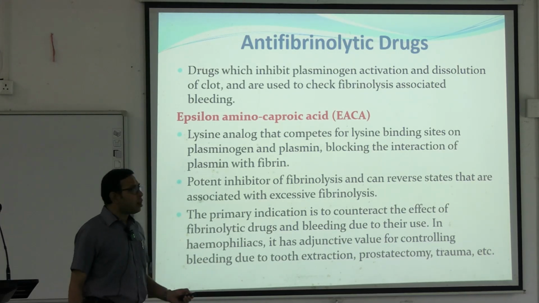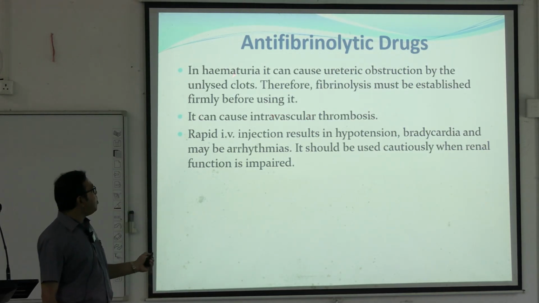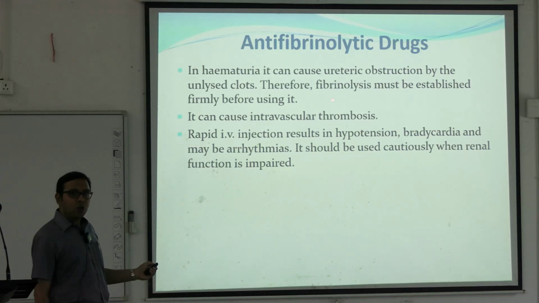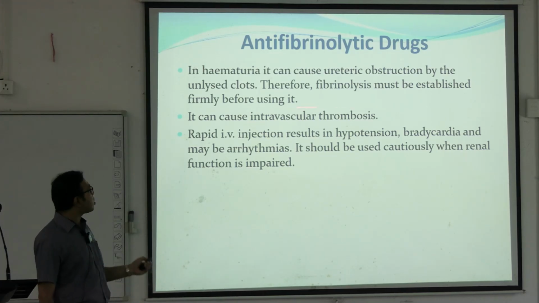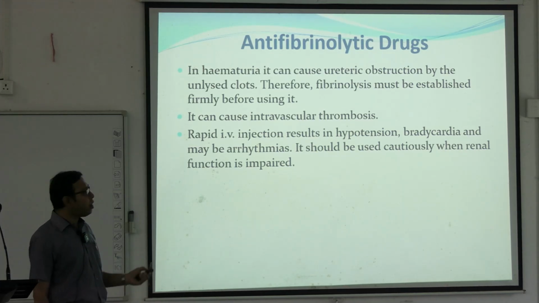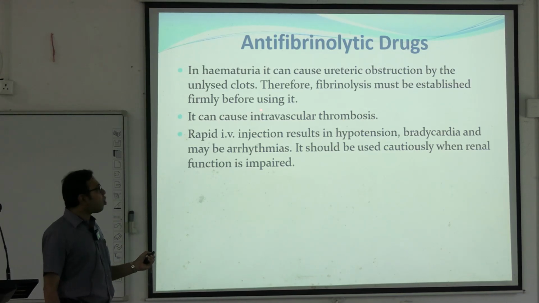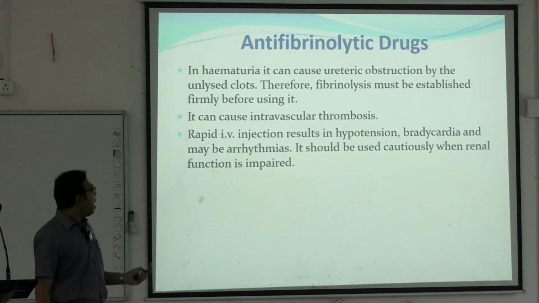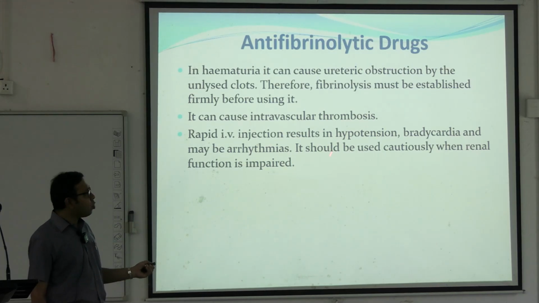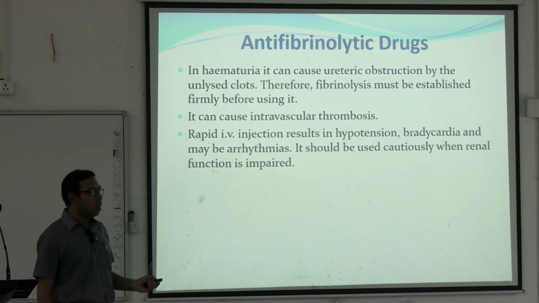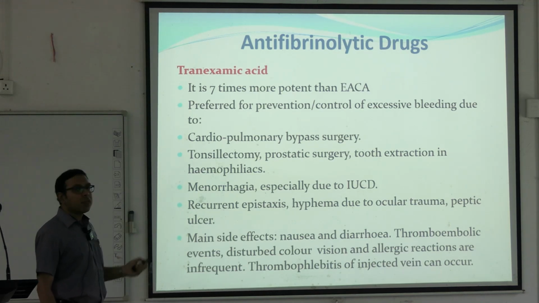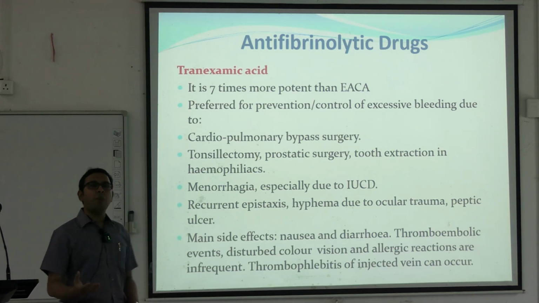Epsilon aminocaproic acid, in hematuria, can cause ureteric obstruction by unlysed clots. That's why it is not to be used. It can also cause intravascular thrombosis. And with rapid IV injection, it can result in hypotension, bradycardia, etc. It is to be used cautiously when renal function is impaired. That's why tranexamic acid is very commonly used.